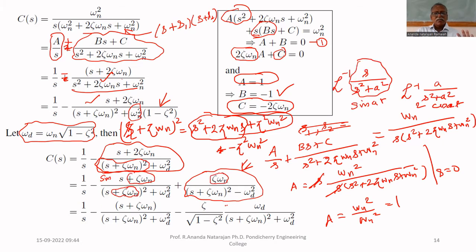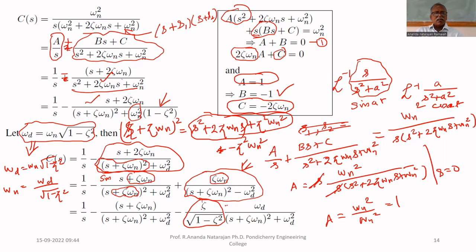Instead of omega n, it must be omega d. Then only we can write it as a cos term. So omega d is not there. That's why we take this step. Omega d equal to omega n square root of 1 minus zeta square. Therefore, this omega n can be replaced by omega d upon square root of 1 minus zeta square. You substitute here, you will get this term.